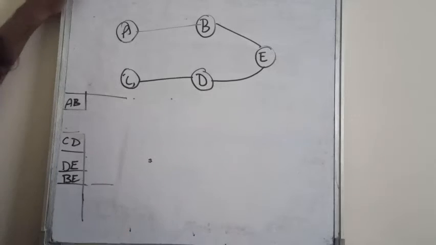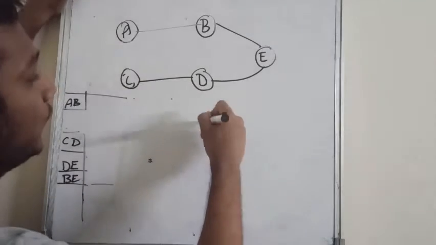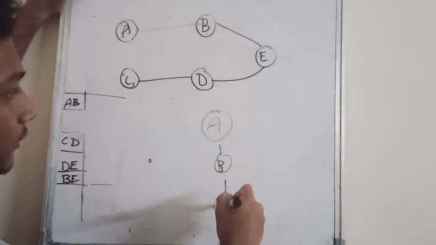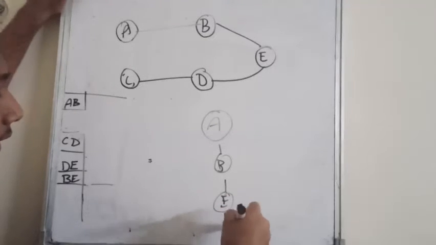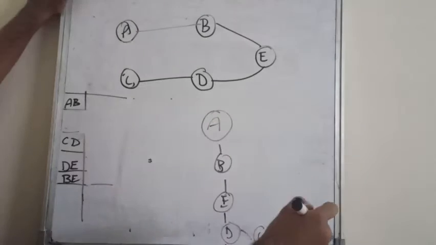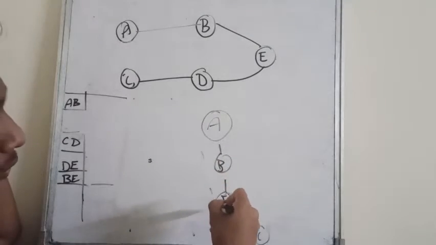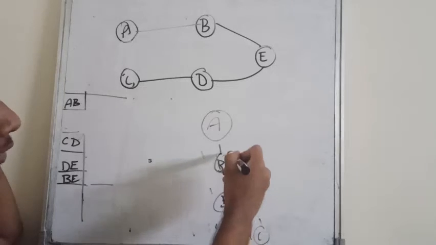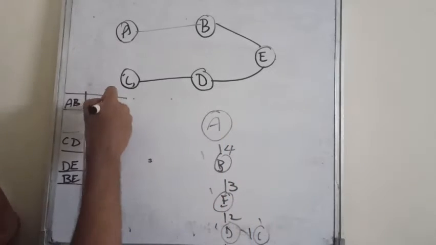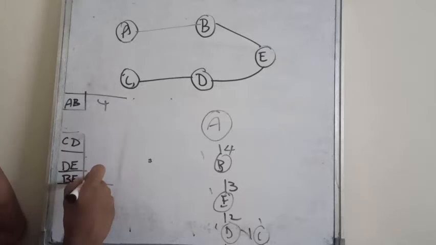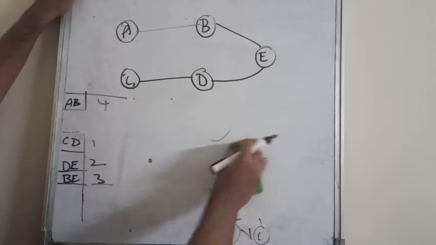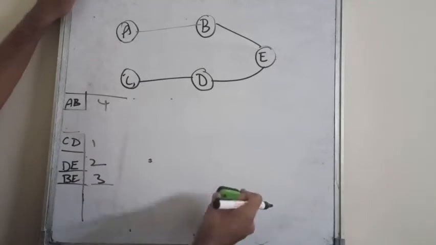Okay, now let's do the same thing again with A. A is directly connected to B, B is directly connected to E, E is directly connected to D, D is directly connected to C. So this is a normal straight line graph. So this will be 1, 1, 1, 1. So here it will be 1, 2, 3, 4. So for AB it is 4, for BE it is 3, for ED it is 2, and for DC it is 1. Okay. Now the same thing with respect to B.